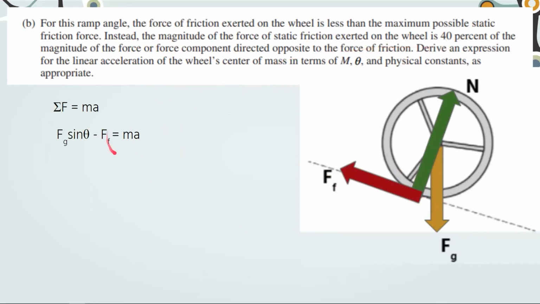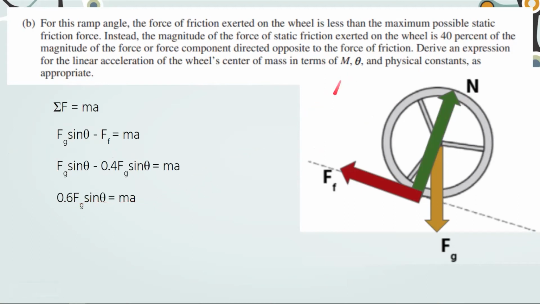Now it says that the frictional force is just 40% of the force opposite to it. The force opposite to it is the component of gravity, so the force of friction would thus be 40% of that. So it'd be 0.4 Fg sine theta. We can simplify this to say 0.6 Fg sine theta is equal to ma.